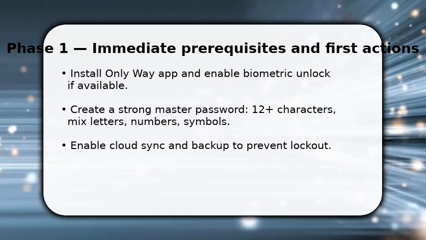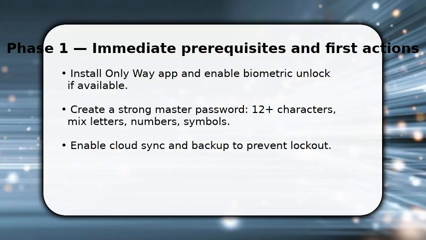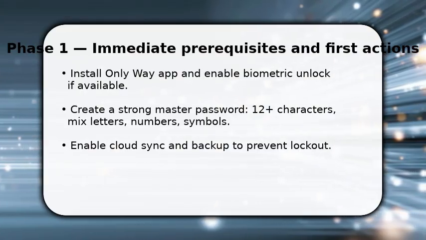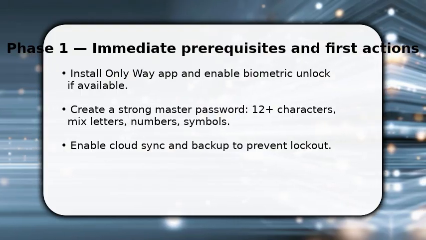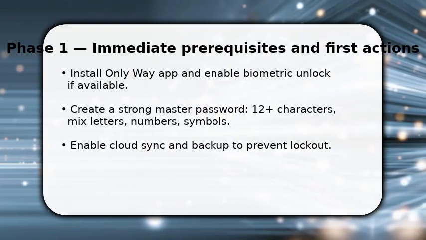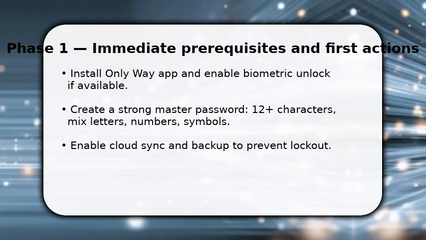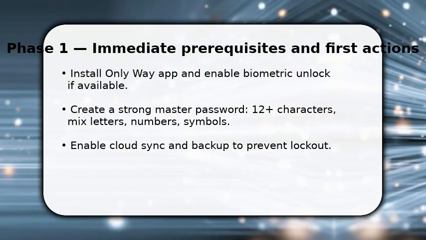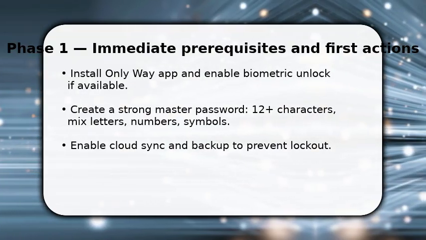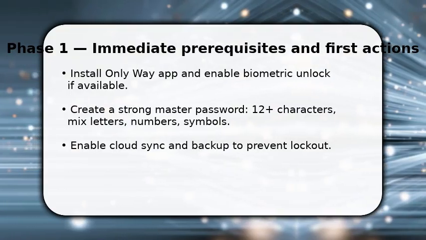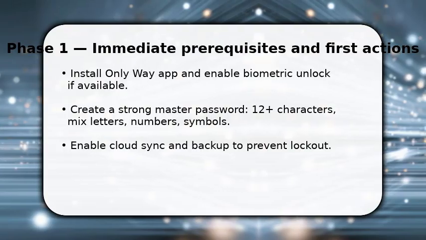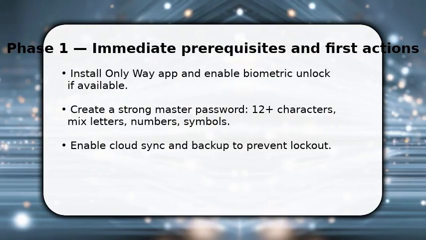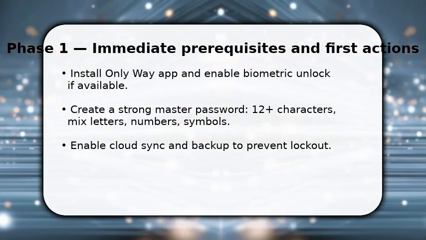You begin by creating the vault and setting a strong master password. This is the single key to everything, so take it seriously. Once done, enable biometric unlock for quick access and set up cloud sync so your entries survive device loss. Make sure to write a recovery phrase and store it offline. You do this now to prevent future lockouts and to streamline daily use. Security and convenience are balanced by these initial choices.